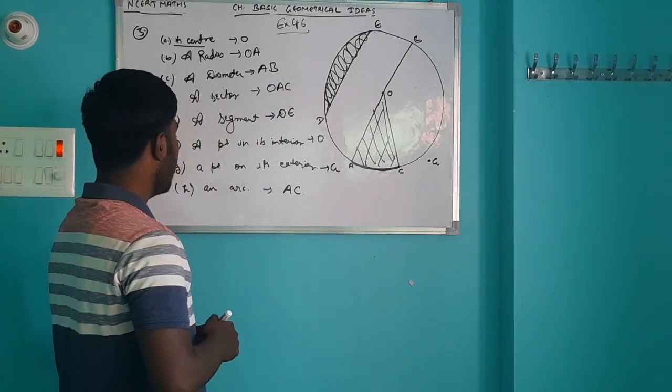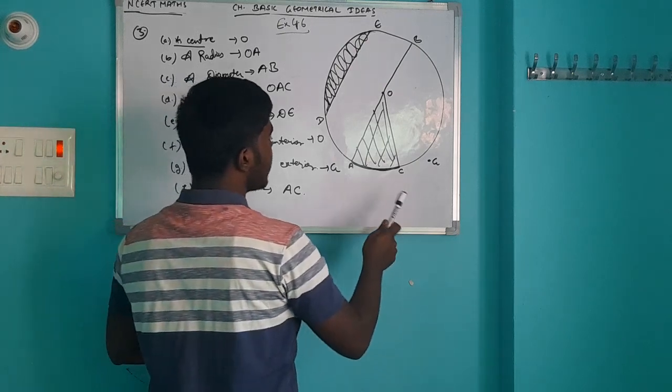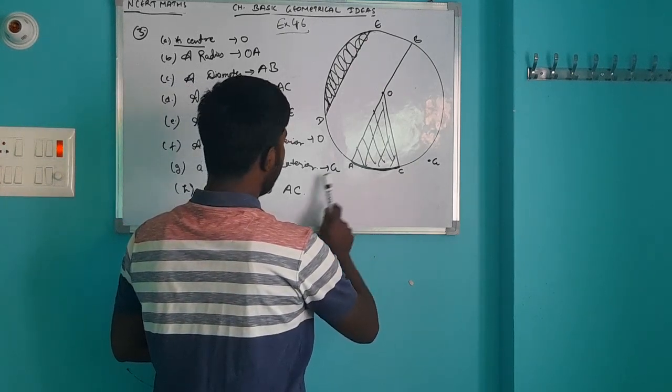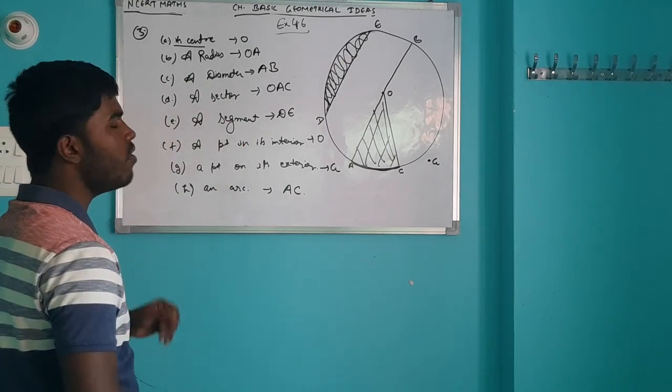In H part we have an arc. An arc is basically used for the making of a sector. So we join AC, we get an arc AC. So this is all about our first three questions of this exercise.